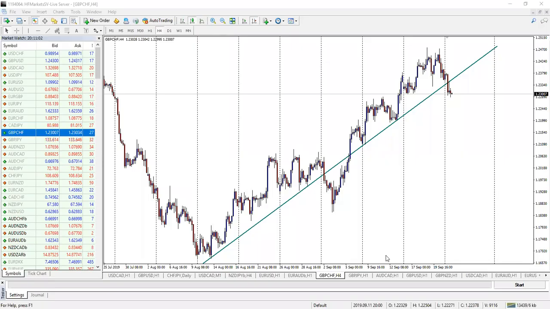What the hell is happening? Okay, let me share. Sorry, guys. I thought that I shared this, but I didn't share. So this is GBP Swiss franc, guys.